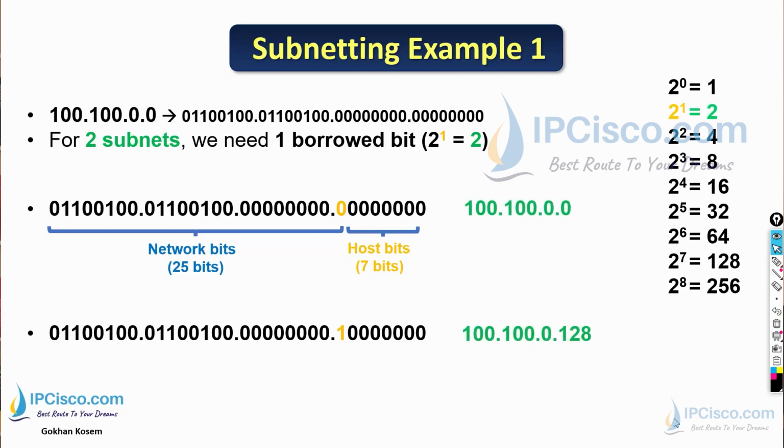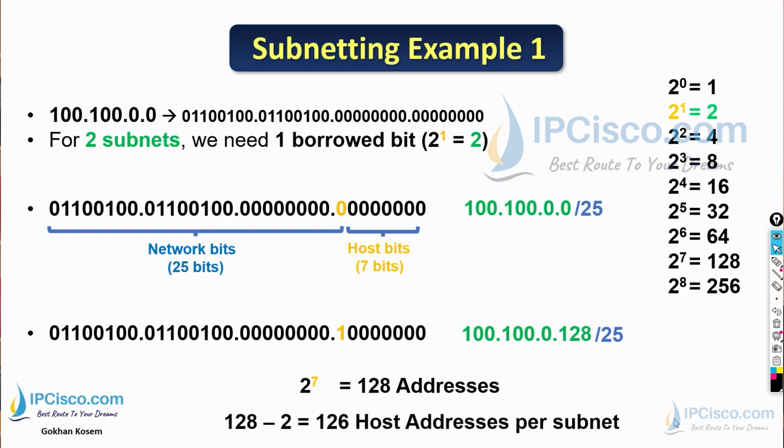When we write this value in decimal format, it will be 100.100.0.0 and 100.100.0.128. Before, our address block was /24. Here we have one borrowed bit, so 24 plus 1 is equal to 25. Our CIDR notation will be /25. In host bits, there are 7 bits, so 2 to the 7, there will be 128 addresses and 126 host addresses will be available per subnet.